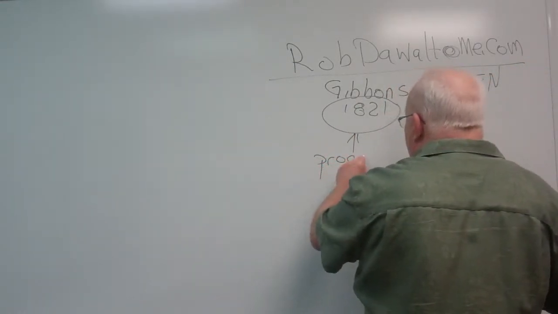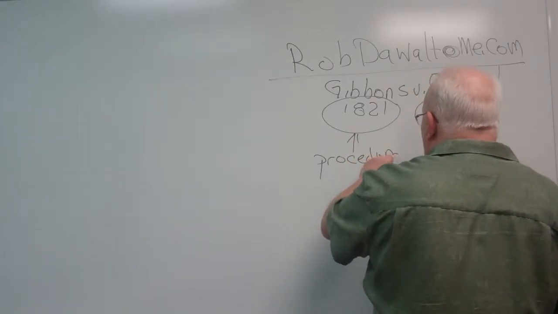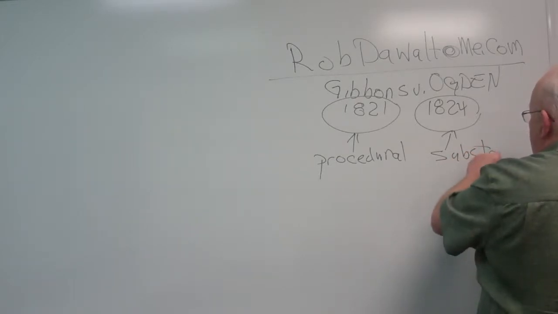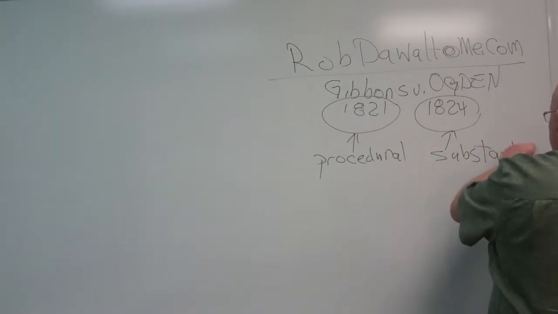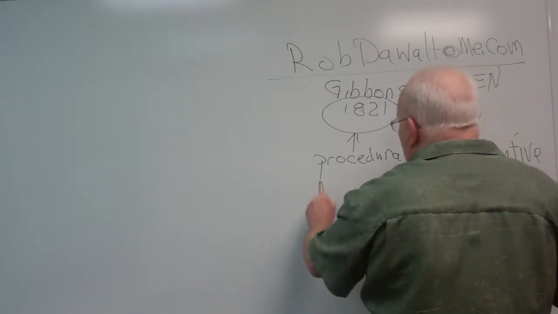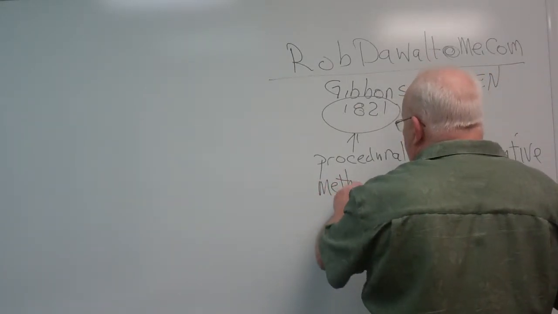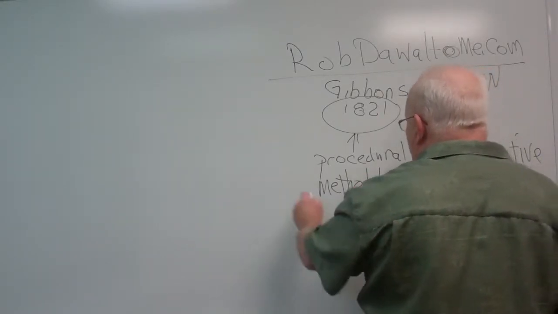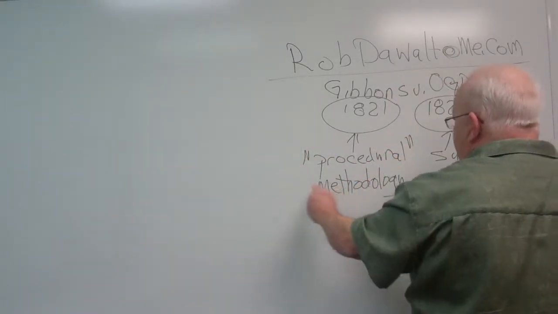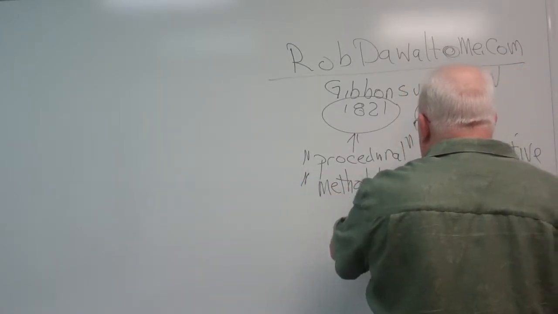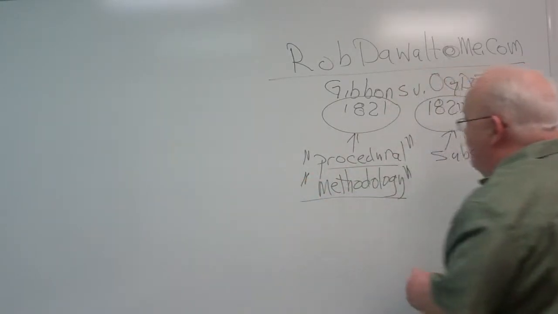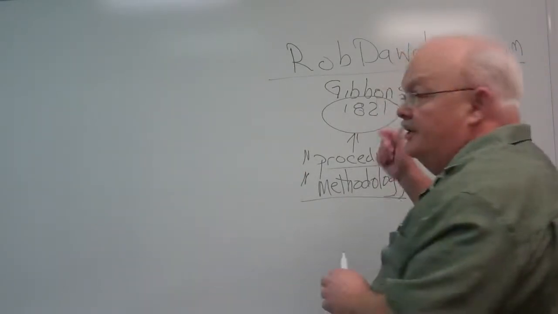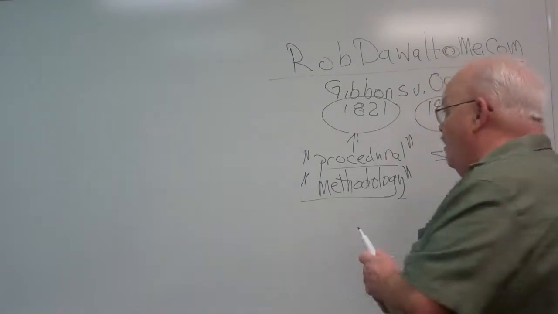We would call the first case procedural and the second case substantive, okay? What do we mean by procedure? Procedure, which we can also call methodology in the social sciences, is often used in research. What you want is more or less a bulletproof procedure. The critical part of a procedure is that it needs to be fair or just to everybody involved.